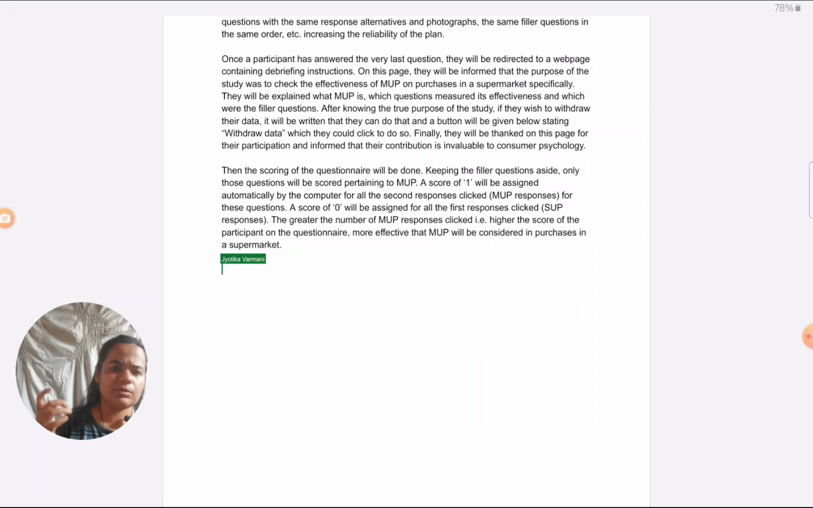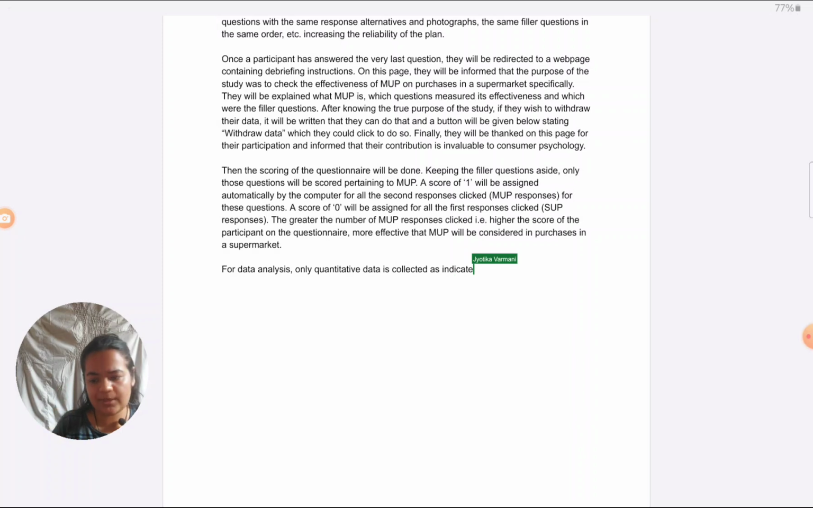So now I've covered all the specific features of the questionnaire. Now I can come back to the general feature of data analysis. I have to anyways give descriptive statistics. It's a requirement in the syllabus also, and it's mentioned in the question as well. So for data analysis, first I have to state the type of data collected. Only quantitative data is collected, as indicated in the previous paragraph. I've explained the scoring there, right? So it's only in numbers.